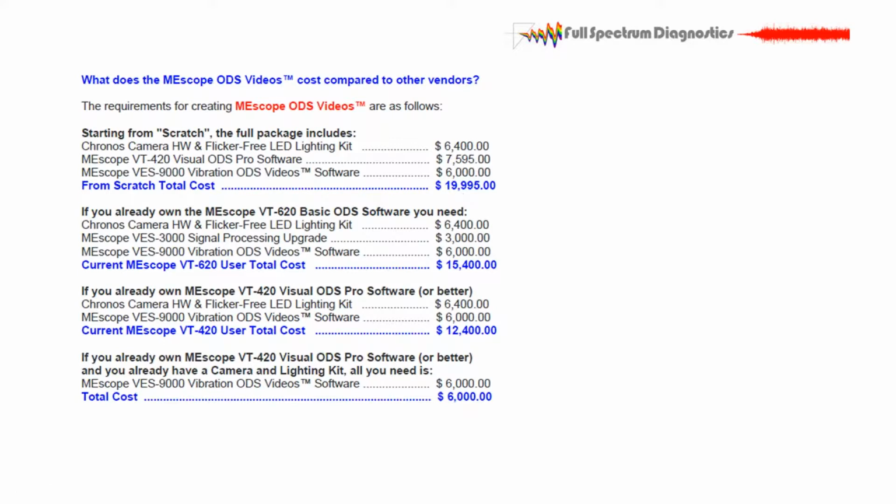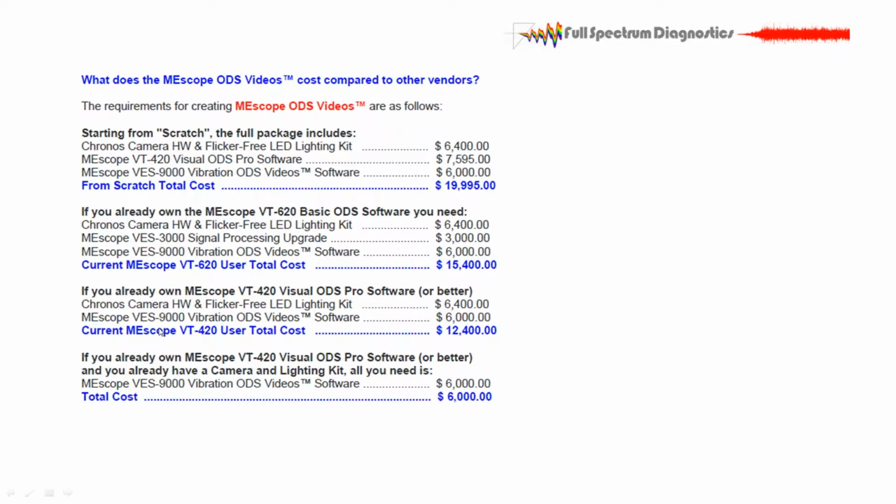Now that sounds like a big chunk of money. Our competition comes in at $30,000 to $35,000 starting out. If you already own VT620, which is the basic ODS software, you don't have to pay for the VT420 anymore. You just have to pay a signal processing upgrade, $3,000. MEscope VES 9000, ODS video software, another $6,000. We're down about $4,000. Okay, so $15,400.